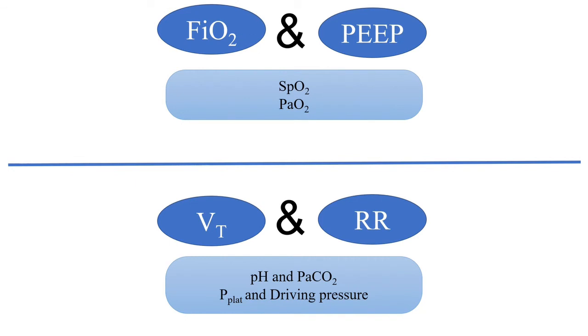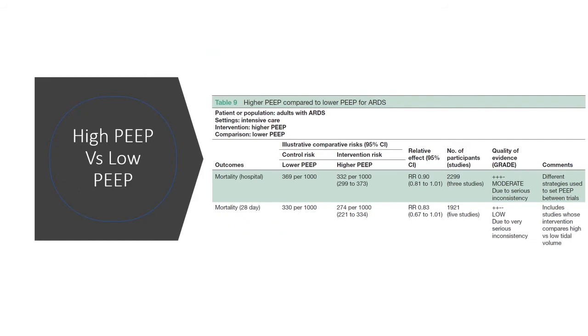The level of FiO2 and the PEEP will depend on your targets of saturation and PO2, and the levels of the tidal volume and respiratory rate will depend on your targets of pH and PaCO2. And don't forget that you should monitor your plateau pressure and driving pressure continuously to evaluate that your dangerous pressure is not reached.